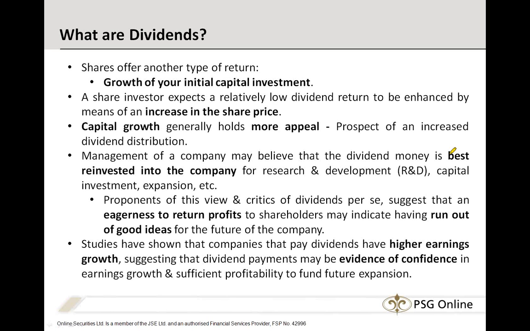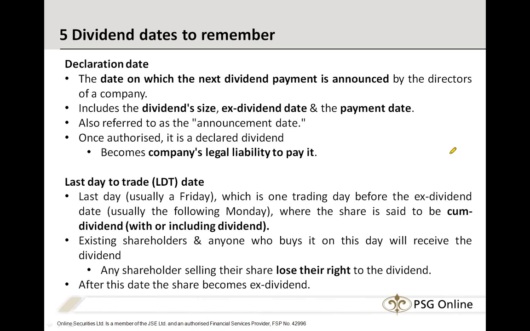Okay, what about the future? When it comes to dividends, there are 5 dates to remember. First of all, obviously the declaration date, and this is the day of the SENS announcement. Right at the bottom of the SENS announcement on the financials, you'll be able to read regarding the dividend. So this is when the dividend is actually announced. It includes the dividend size, the ex-div date, the payment date, and things like that. It's also referred to as the announcement date.